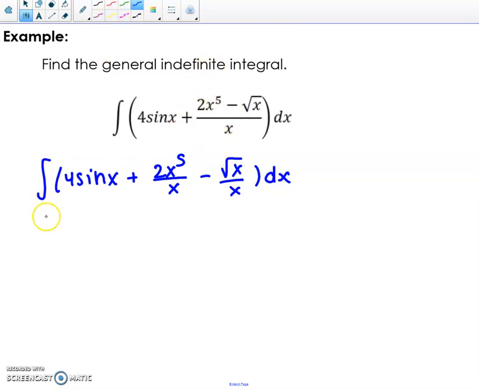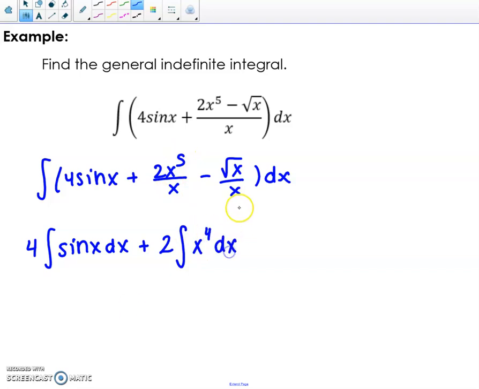From the properties of definite integrals from last class, we knew that we can pull out constants. So the 4 I'm going to pull out. So now I have the integral of sine x dx. I'm going to split up all these integrals because I have addition and subtraction. So plus, the 2 is going to get pulled out since it's a constant. If I simplify x to the 5th over x, that's going to give me x to the 4th dx. And then there's no constant to pull out of this one, so I won't take anything out. And then the square root of x over x is going to give me x to the negative 1/2 dx.